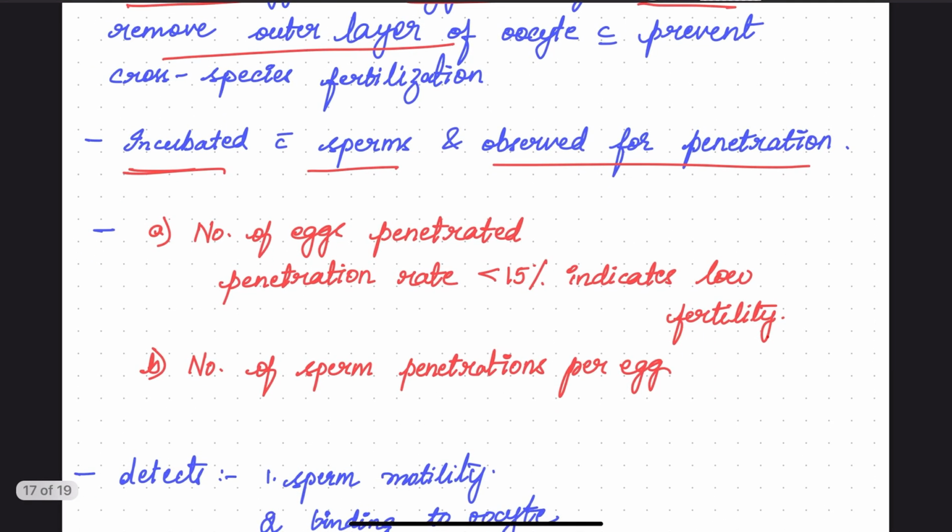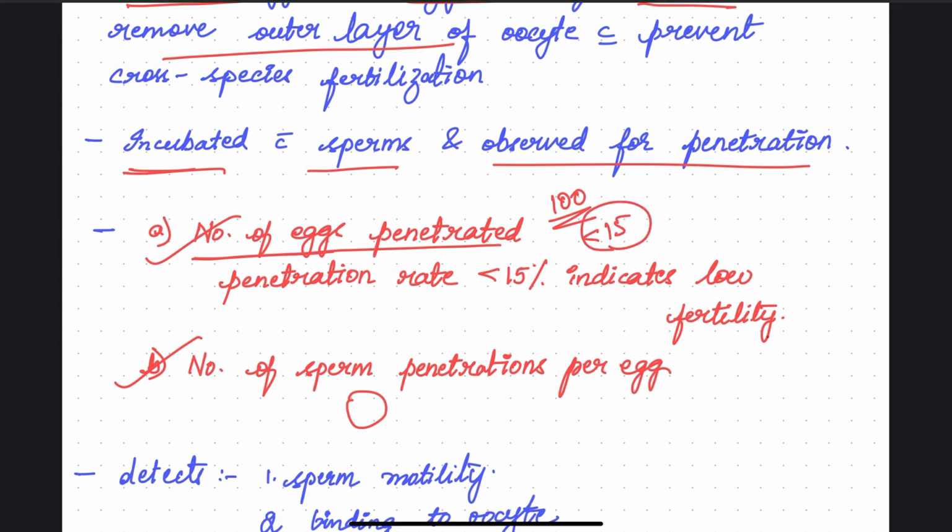You check for the number of eggs that can be penetrated, and for one egg, how many sperms can penetrate. Firstly, number of eggs penetrated. If you take 100 eggs, out of 100, how many are penetrated? If less than 15 eggs are penetrated, then it indicates low fertility. At least 15 or more eggs should be penetrated by the semen of a male partner. That indicates good fertility.